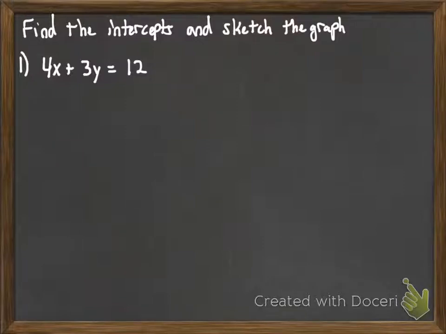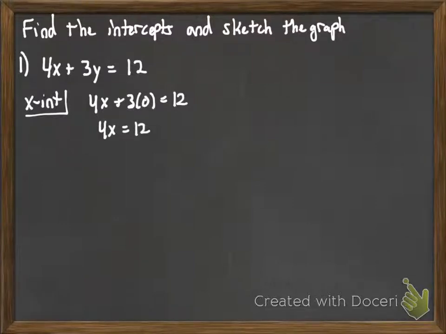Now, we begin by finding our intercepts. So we've talked about that already. Remember to find the x-intercept, we go into the equation, replace y with 0. We then proceed to solve that equation for x. And so doing so, we get x is equal to 3. So meaning our x-intercept is the point (3, 0).